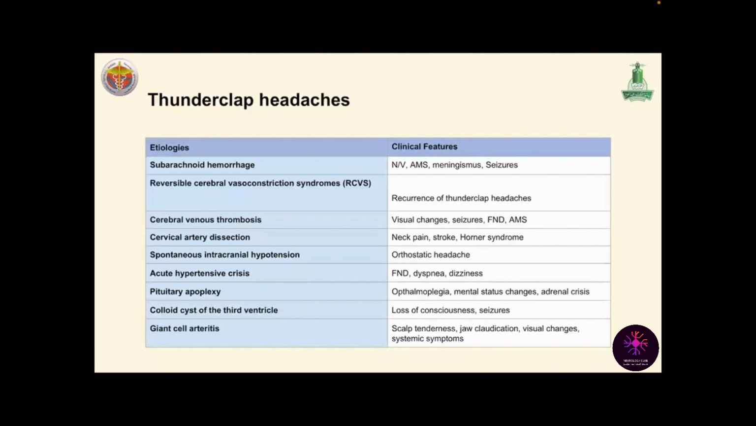Up to 3/4 will only report headaches, but they can also have some nausea, vomiting, and photosensitivity. This could also present with focal neurological deficits as a result of a concomitant stroke or brain edema caused by this condition.